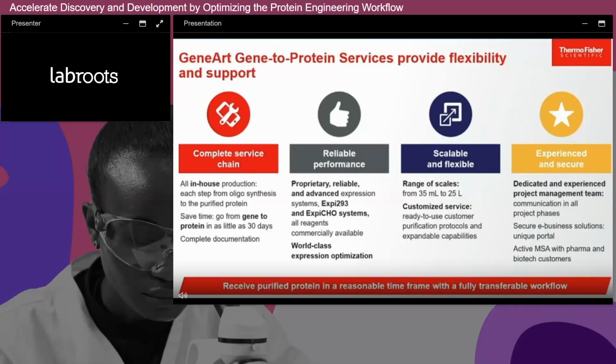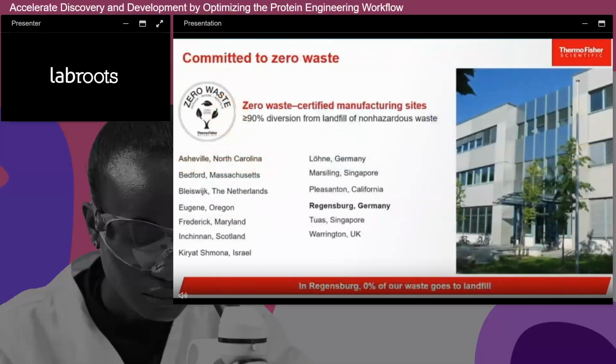And in the end, you will also have transparent communication about what's happening with your project. You can contact our services and look into the progress, and if there are any difficulties or delays, you'll get to know immediately. And we have active MSAs with many pharma and biotech companies. Let me also mention that Regensburg is one of the Thermo Fisher sites committed to zero waste, along with other sites, of course, and 0% of our waste goes into landfill.